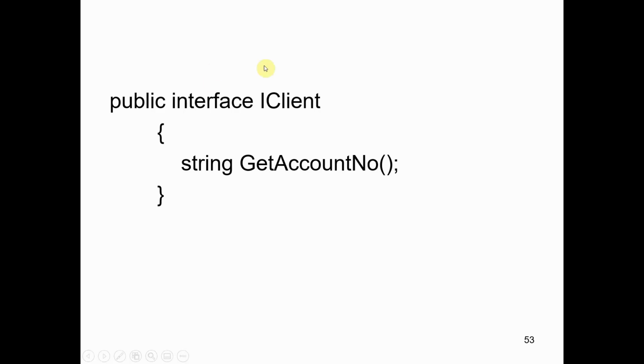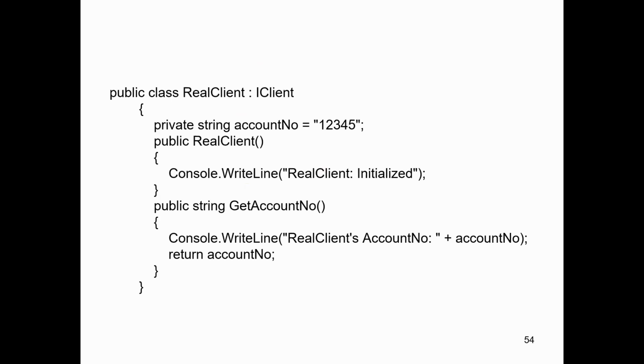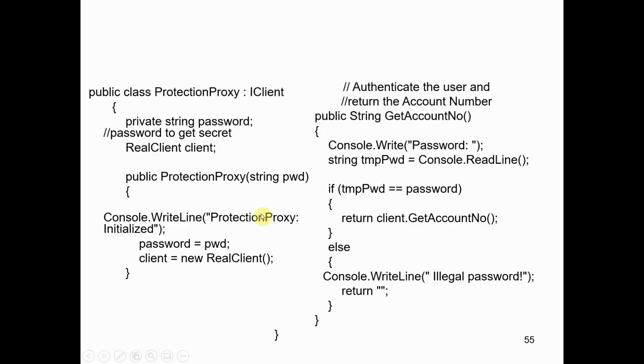So let's see the interface, which just defines the method provided. And then let's see the real client. The real client contains the number. It has only one method, just get account number, and of course the user doesn't have direct access to this method. And then let's see the protection proxy.